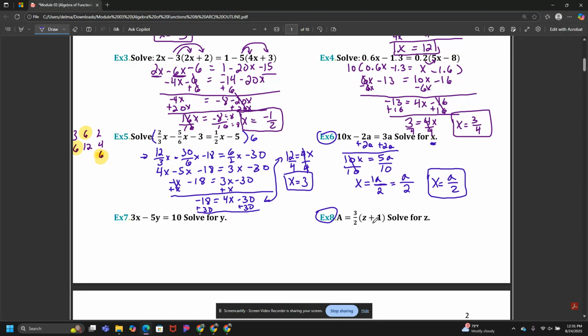I'm trying to solve this for z, so I need to get rid of this fraction. You can do it all in one step. I recommend just getting rid of the fraction first, so multiplying by 2 on both sides, so then you're left with 2a is equal to 3 times z plus 1. Then what's still stuck there? The 3, so you divide by the 3. So now we have 2a over 3 is equal to z plus 1. Then we need to subtract the 1, so our final answer is 2a over 3 minus 1 is equal to z.